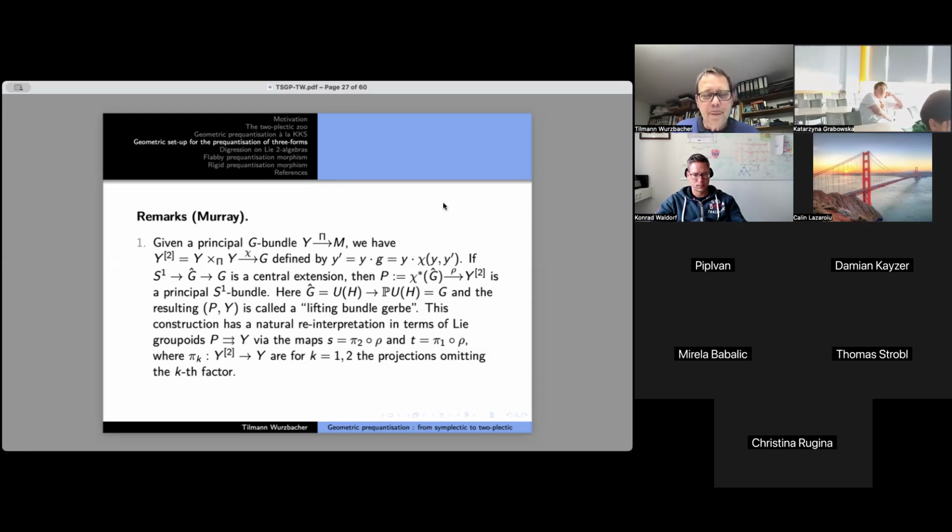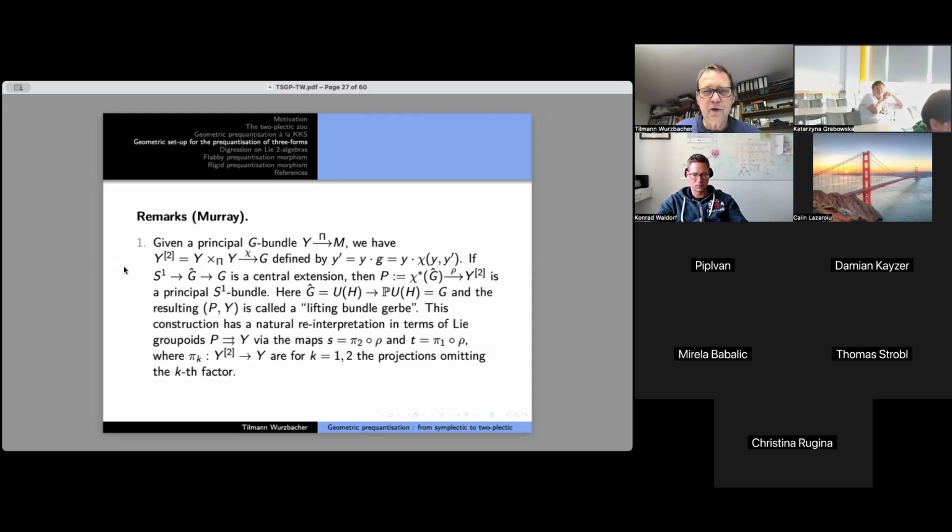And now, if your G happens to have a central extension, for example by S1, then you can use this map chi to pull back the central extension, viewed as an S1 bundle over G, and you get an S1 bundle over the second symmetric power of Y. So this is a principal S1 bundle.